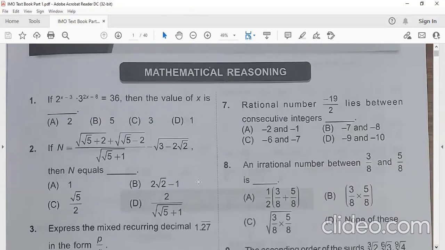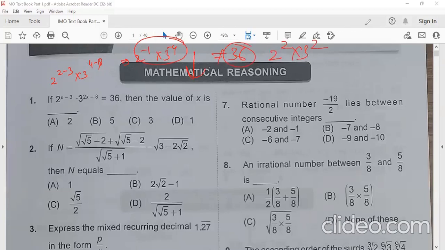So in this way, you will get x is 5, or you can solve this question with the help of options. If you solve with the help of options, put 2 in place of x. So 2 raised to power 2 minus 3, into 3 raised to power 2 times 2, that is 4, minus 8. It will give you 2 raised to power minus 1 and 3 raised to power minus 4. That means it is never equal to 36, or 2 raised to power 2 and 3 raised to power 2. So this is definitely not the answer.